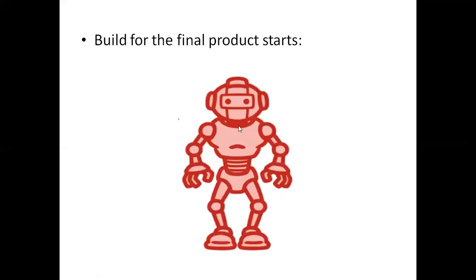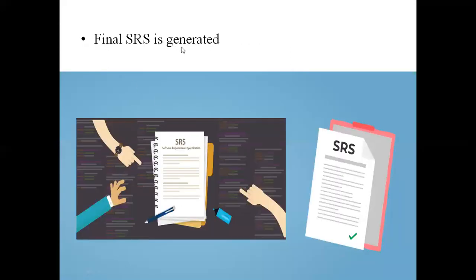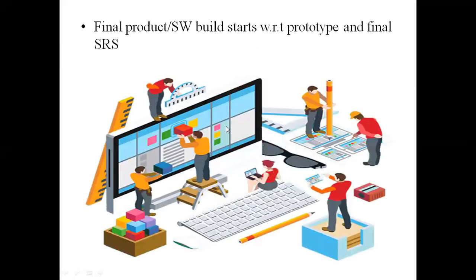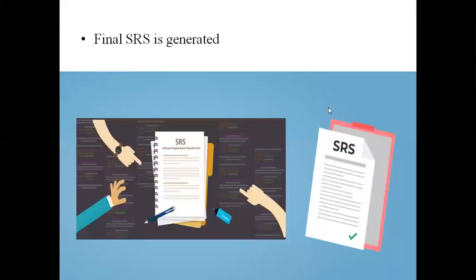Now the build for the final product is going to start. Remember the robots, the gray was the prototype and the red was our final product. Now we will start building this very software. Our final product build starts with the phases of design, code and test. Now we will generate a final SRS. This is the SRS which is going to serve throughout the development and is going to be the final SRS. And then we will start developing our final product with respect to this final SRS.